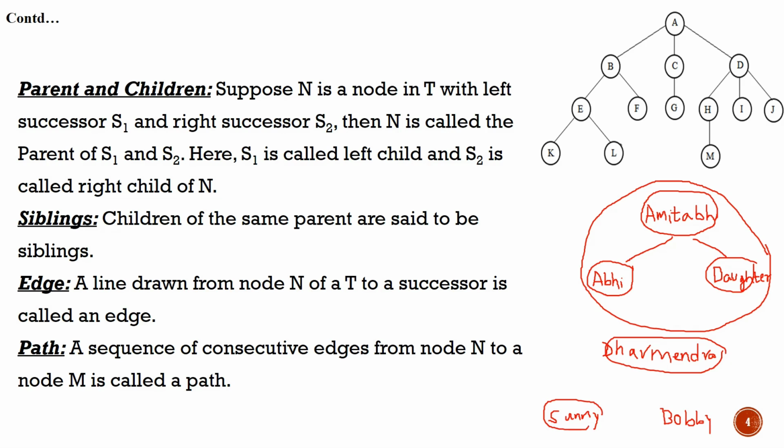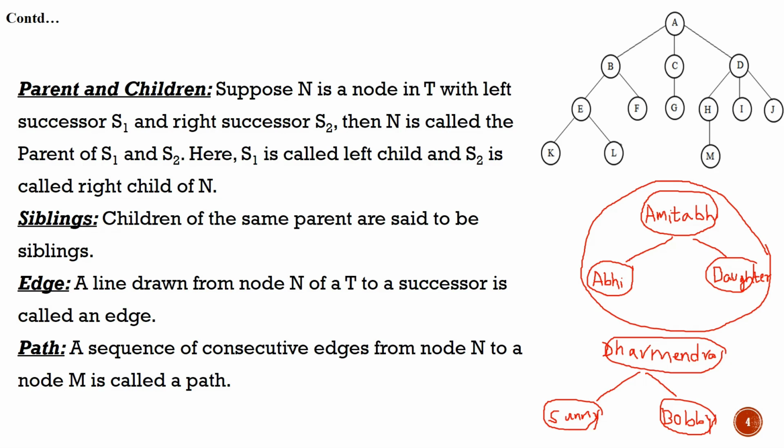Fine. So now Sunny Deol and Bobby Deol, they are the children of Dharmendra. And Dharmendra is the parent of Sunny Deol and Bobby Deol. If I take up Sunny Deol and Bobby Deol, they will be termed as siblings. That is, the siblings are the nodes of the same parent. The children of the same parent, we call them siblings.